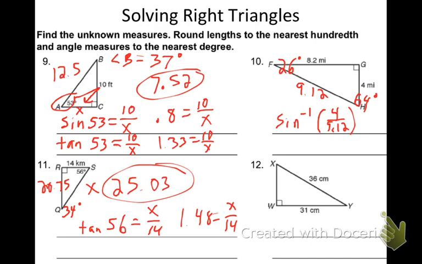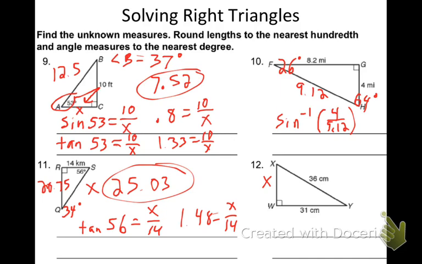All right. Last one here, number 12. I have xy is 36 and wy is 31. What can we find first here? We can find a lot of things first. It doesn't really matter. What would you like to find first, Bryce? Let's find wx.